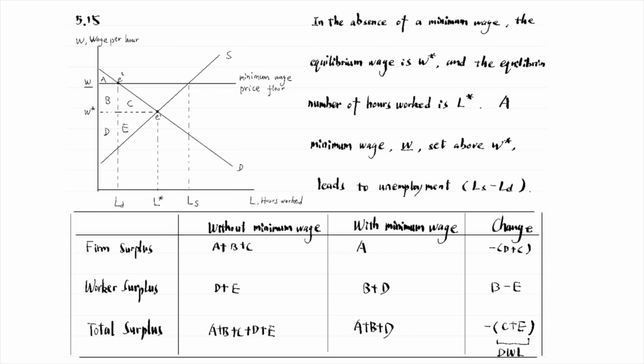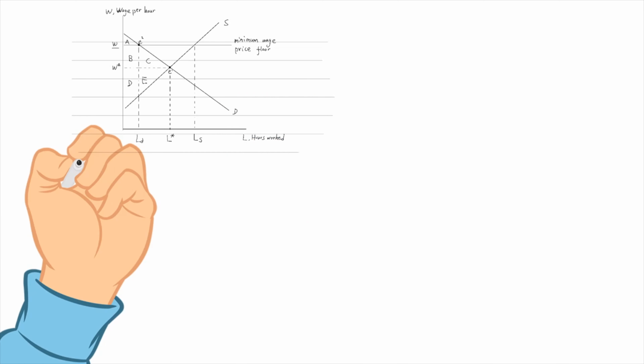With the minimum wage, the equilibrium is E2. The firms only demand LD hours of work. The consumer surplus shrinks to A. The producer surplus is B plus D. The welfare is A plus B plus D. The deadweight loss is the triangle area of C plus E. Next, we focus on the welfare change in worker surplus.